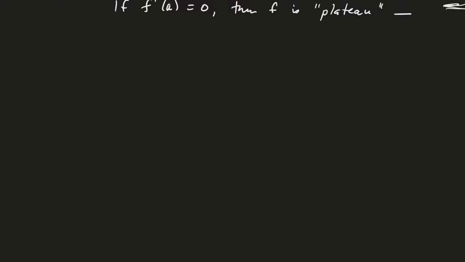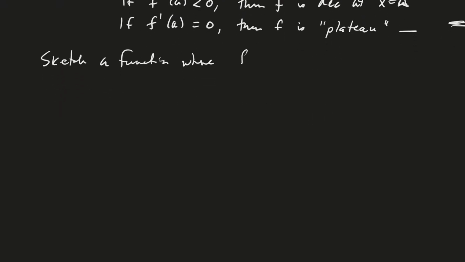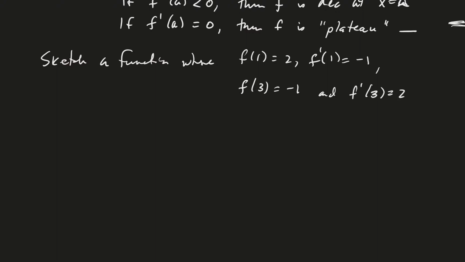And so to put that into practice, let's try drawing a little bit of a sketch. Sketch a function where f of 1 is equal to 2, f prime of 1 is equal to minus 1, f of 3 equals minus 1, and f prime of 3 is positive 2 as well. Okay. Let's see what this looks like.